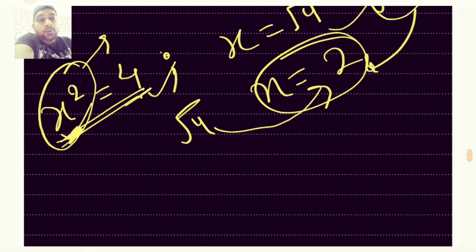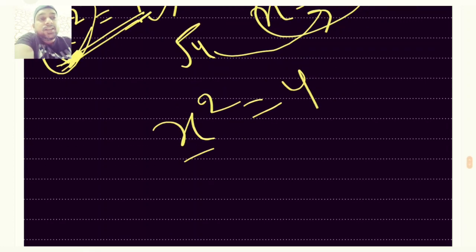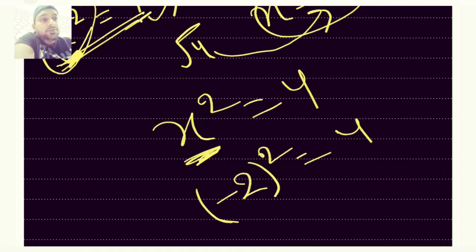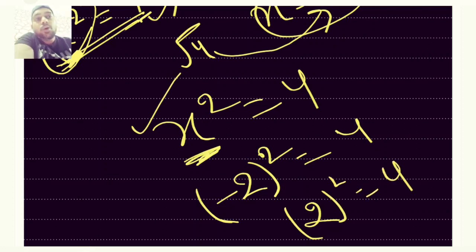This is a quadratic equation because it says x square is 4. It says the number x, when squared, gives you 4. So either it can be minus 2, because the square of minus 2 is also 4, or 2, because the square of 2 is also 4. So this is a quadratic equation.